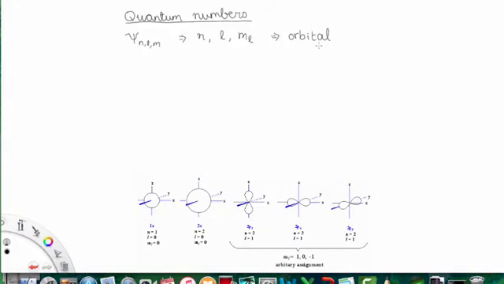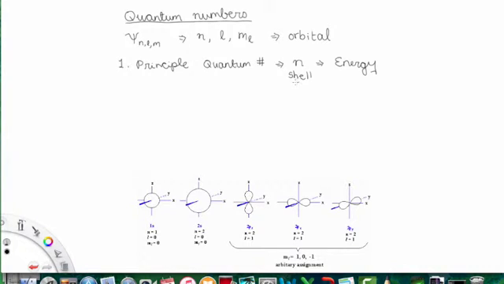So I'm going to go through each of these quantum numbers now and tell you what each of them mean and represent. So the first one is the principal quantum number. And it's given the symbol n. And this determines energy, or basically the size of the orbital. And n is also called a shell.